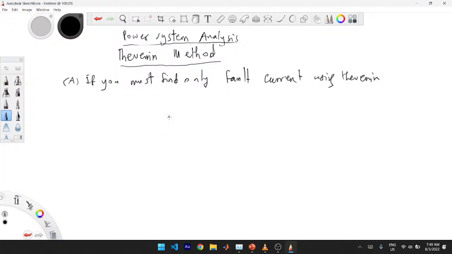You use this circuit here. VM naught in series with Thevenin reactance. Then we have the impedance in the fault path like this. So fault impedance, that's it.